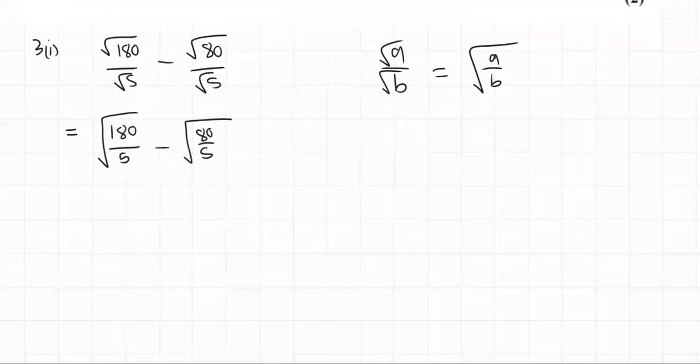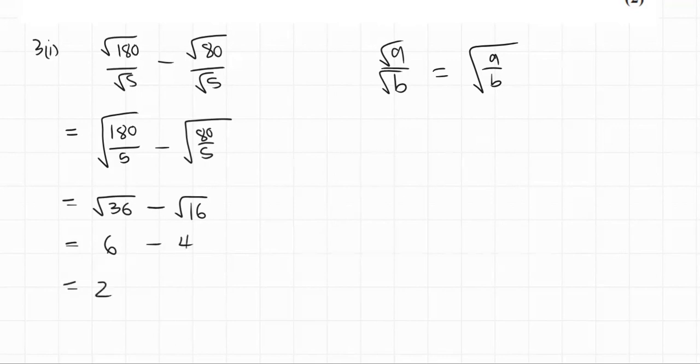180 divided by 5 is 36. So we have the square root of 36. 80 divided by 5 is 16. So we have the square root of 16. 36 is a perfect square. So that's 6 times 6. So square root of 36 is 6. Square root of 16 is 4. And that's equal to 2. Just like that.